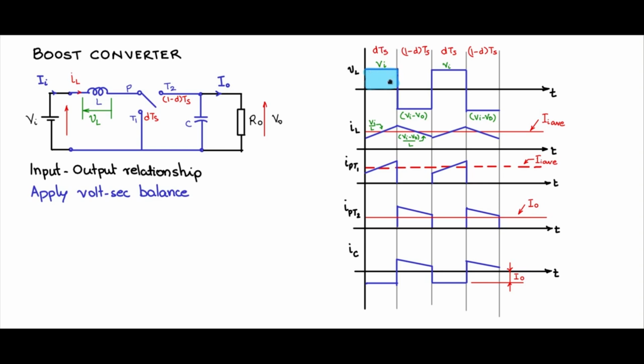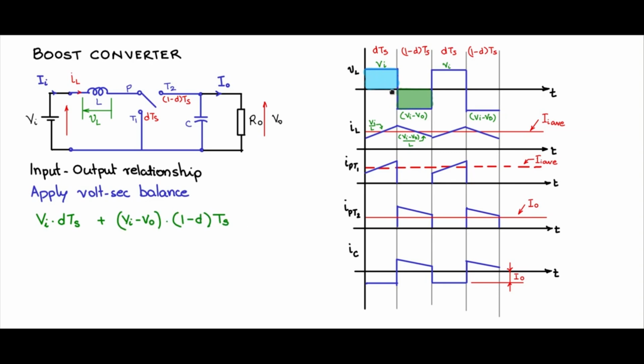We can use the simple relationship of the rectangular area, because this is a constant voltage. So let us apply that. This is Vi into DTs. Vi is the amplitude, DTs is the width, and this is the area of the rectangle during the DTs period. Now during the (1 minus D)Ts period, the voltage across the inductance is Vi minus V naught. So this area we will calculate as (Vi minus V naught) into (1 minus D) into Ts.